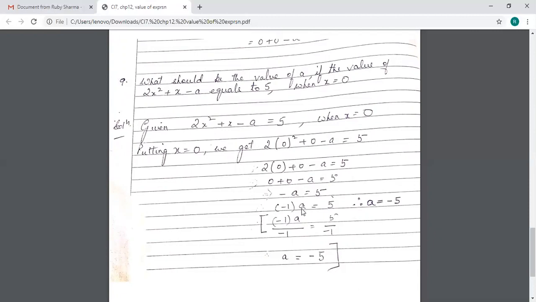If I divide this by minus 1, I find that minus 1 and minus 1 will get cancelled and we'll get plus a. But since these two expressions are balanced, is equal to, both are equal, balanced. So if I divide this part by minus 1, I have to divide this part also by minus 1 to maintain the balance. So I have to divide both sides by minus 1 and minus 1. So finally I'll be getting, this gets cancelled, minus 1 and minus 1. So a is equal to minus 5. A divided by minus 1 is minus 5. So this is the final answer, isn't it?